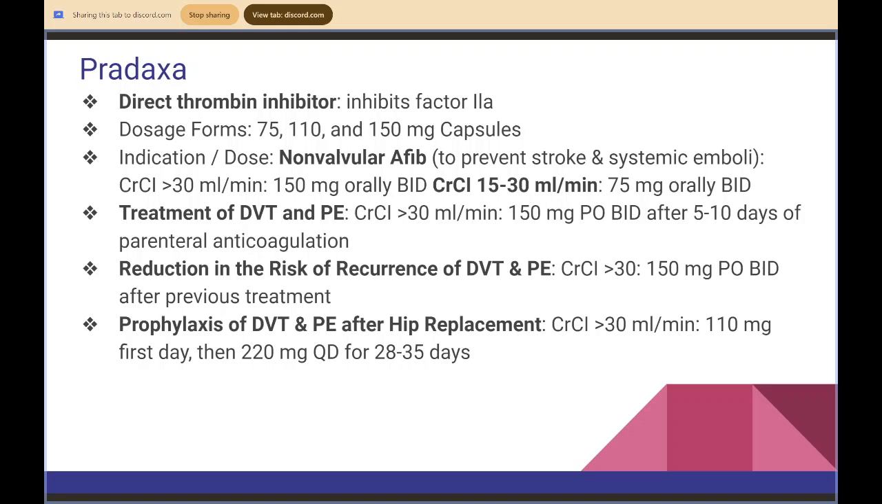So we also have the treatment of DVT and PE, reduction in the risk of recurrence of DVT and PE, and then prophylaxis after hip replacement. Note the hip replacement, we have the first day is going to be 110 mg, then 220 mg once daily for anywhere from 4 to 5 weeks.